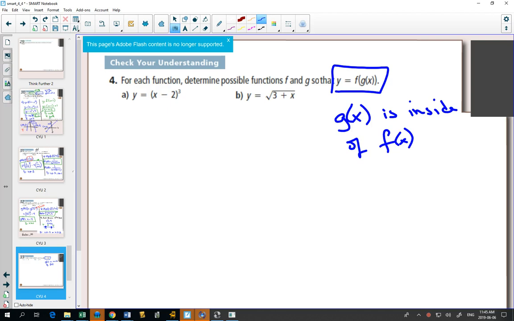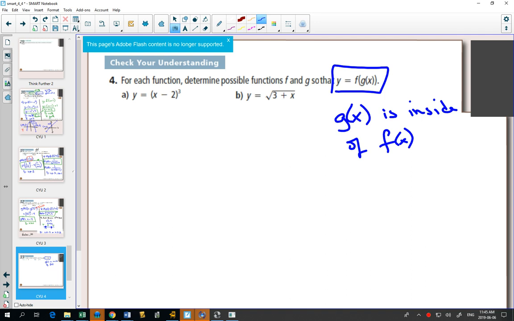But what's happening when those two functions get combined is we'll often say that one function is inside of another function. And if we can recognize which function is inside of the other function, it's easy to determine two functions, f and g, so that they have a composition of functions.